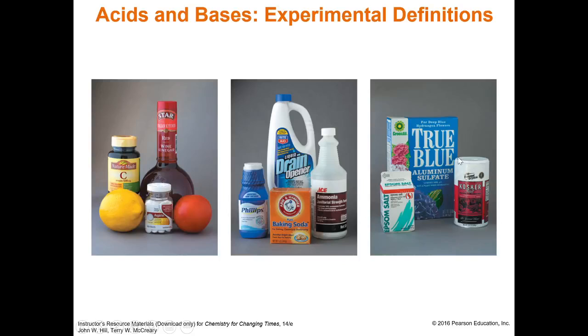Then here's the salts that we talked about before. Many acids and bases, when they react together, are going to make salts. And so we have, for example, aluminum sulfate here. Here we have NaCl, which is table salt. And here we have Epsom salt.